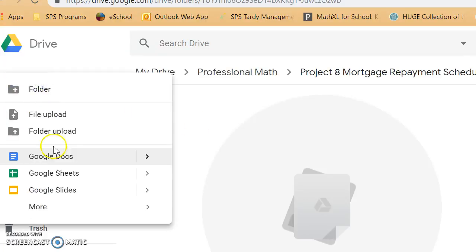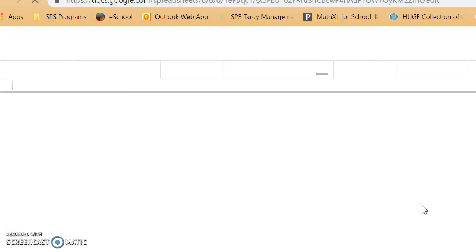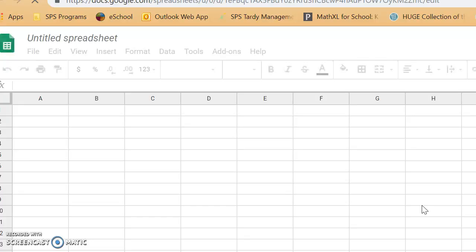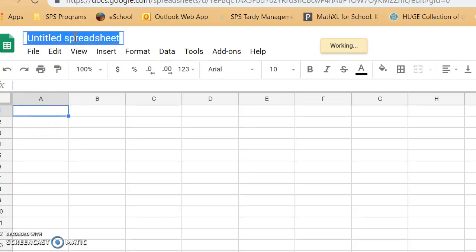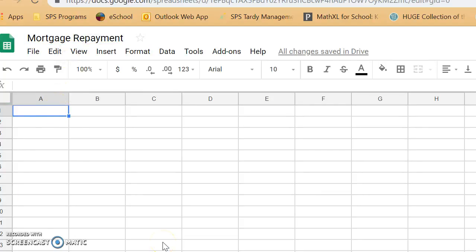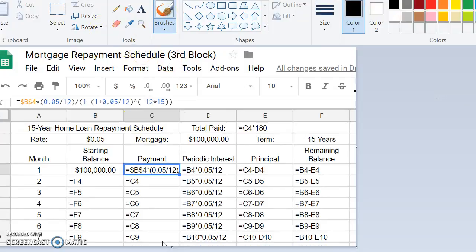And we're going to Google Sheets. Our goal here is to make this look like an actual schedule that you will get from a mortgage company when you buy a house. All right? Let's call this mortgage repayment. I've got a cheat sheet. I did it last year, and so in this other tab here, I have last year's formulas.